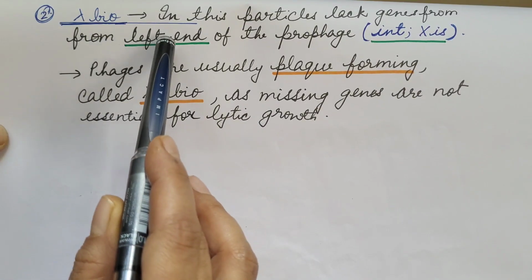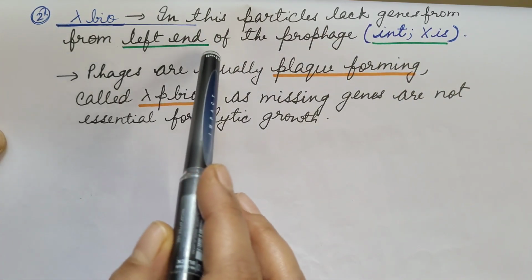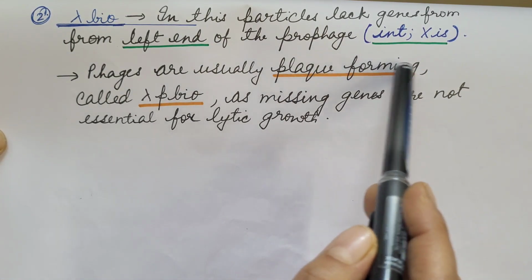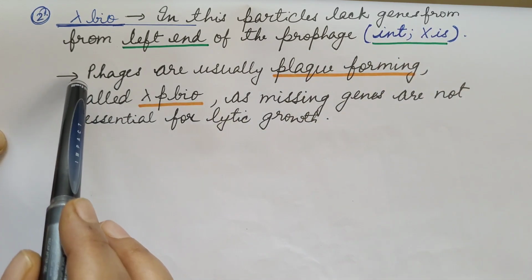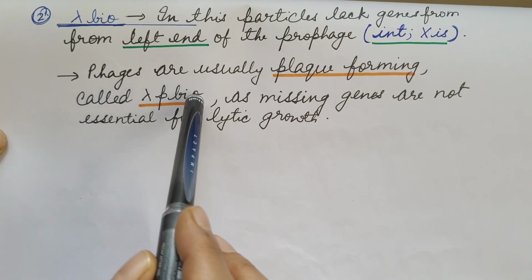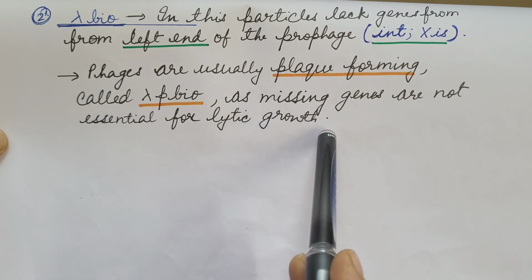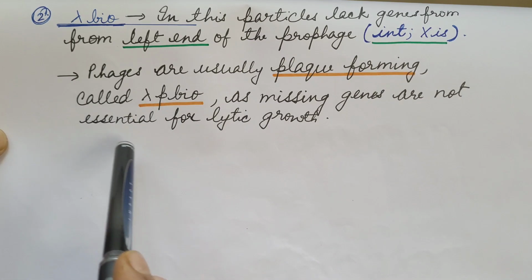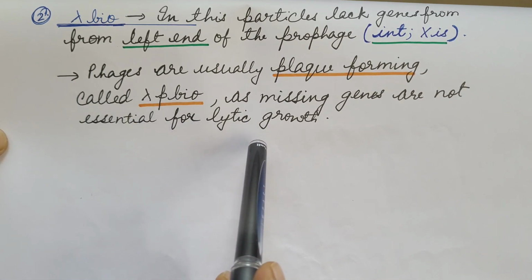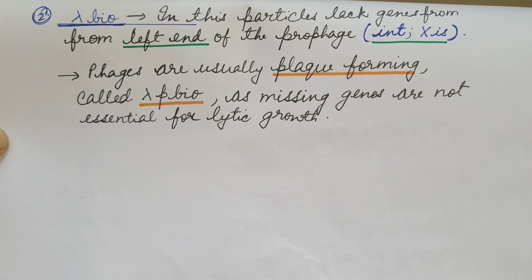Second is lambda bio. In this, transducing particles lack genes from the left end of the prophage, that is INT and XIS. Hence, phages are usually plaque forming, called lambda P bio, as the missing genes are not essential for lytic growth as in lambda D bio, where head and tail genes are missing. Here P stands for plaque forming.